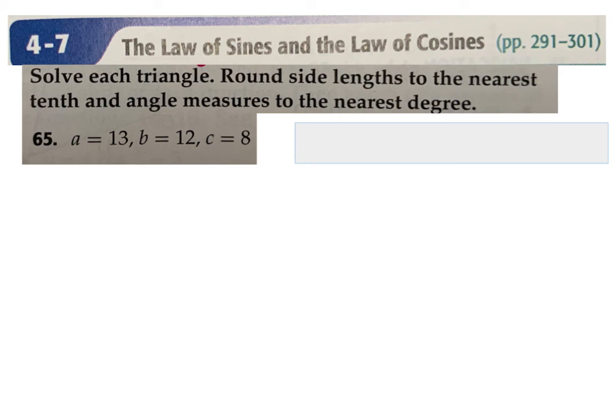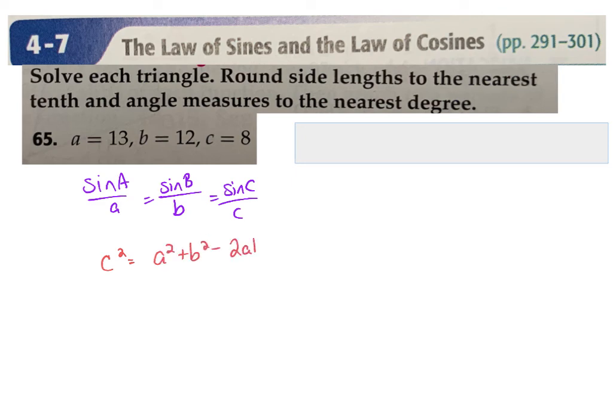All right, so law of sines is the more simple one, right? Law of sines is going to tell you sine of A over A equals sine of B over B, which equals sine of C over C, right? That's the easier one. Law of cosines is C squared equals A squared plus B squared minus 2AB cosine of C.